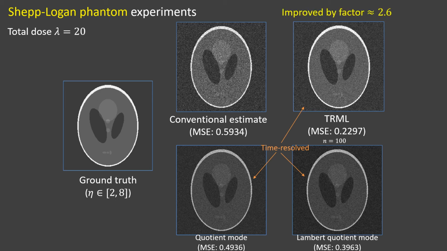The TRML method achieves an MSE reduction by a factor of 2.6 compared to the conventional one. The two other time-resolved methods achieve substantial but lesser improvements. These results do not use spatial regularization.